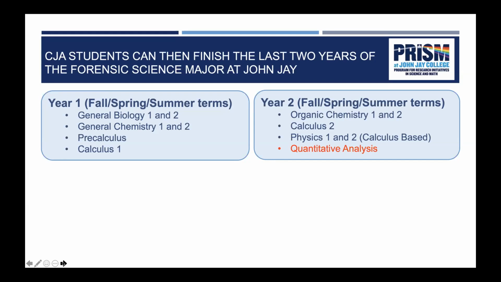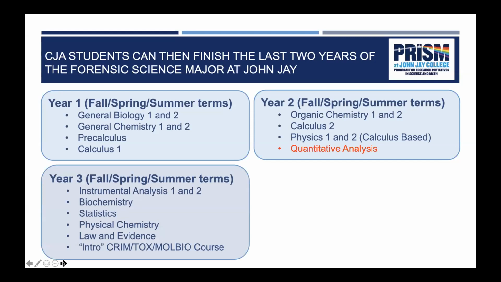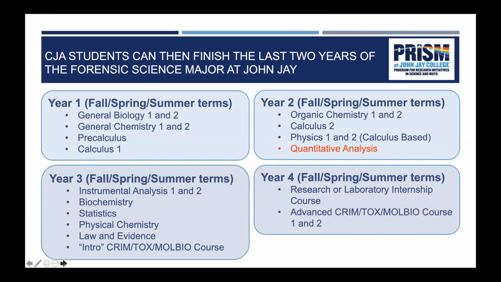So once you transition to John Jay, that would be your third year, you will take instrumental analysis 1 and 2, biochemistry, statistics, physical chemistry, law and evidence, and the introduction to criminalistic toxicology or mole bio, which are the tracks in forensic science. I will talk a little bit more about those. And then your fourth year, you do a research or laboratory internship, and you take your advanced criminalistic toxicology or molecular biology courses.